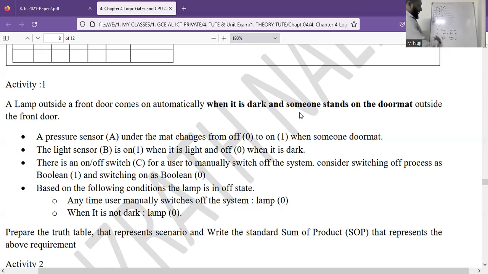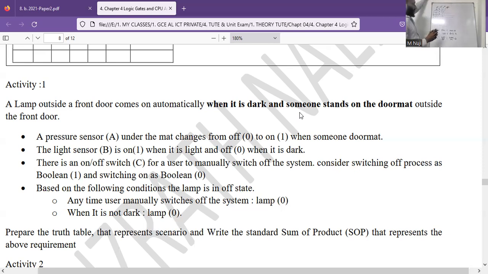So in this area, this is our summarized item. When it is dark, what does dark mean? Here, look at this. B is the light sensor. The light sensor is 0. If the light sensor is 0 and in the meantime the doormat pressure is 1, then the output will be the light, the outside bulb.